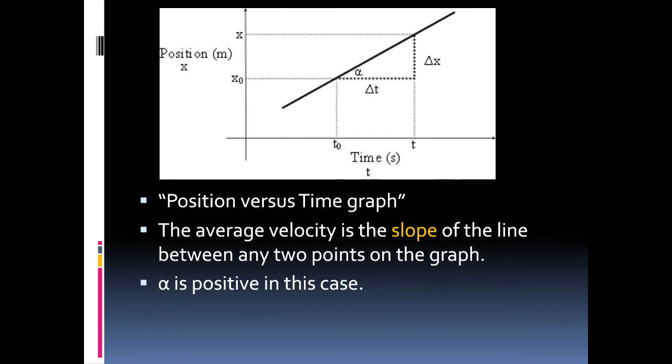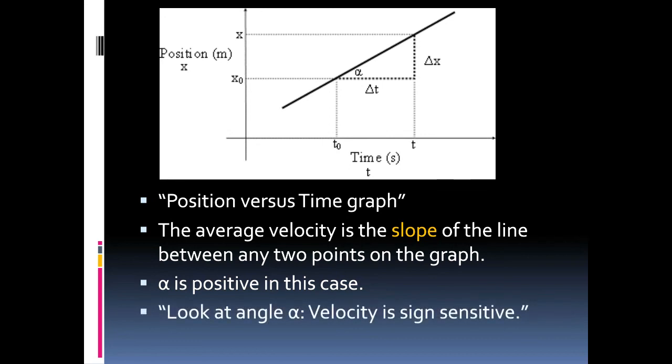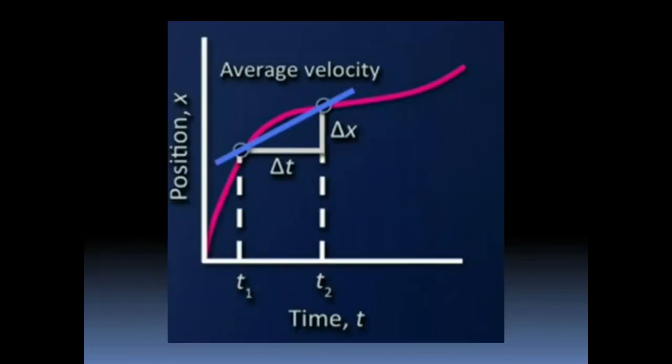That angle there, remember, if they're clockwise angles from a terminal side, this dotted line here would be the terminal side. Clockwise angles are negative, going this way. Counterclockwise angles are positive. So that's a counterclockwise angle there. It's positive, and the slope is positive. We look at that angle. Velocity is sign sensitive.